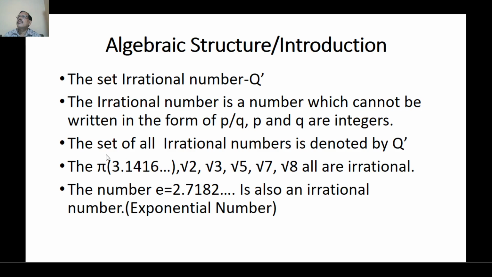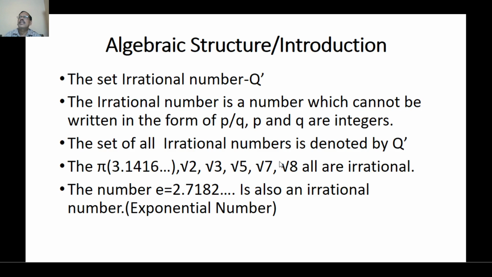And the well-known number pi, that is the circumference of the circle divided by diameter. The ratio 22 by 7 is an approximate value. So that is 3.1416. This is also an irrational number. The exponential number e is also an irrational number. And this we call the irrational set. It is denoted by Q dash.